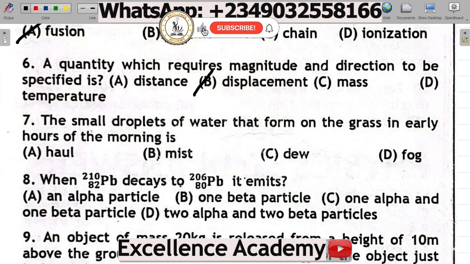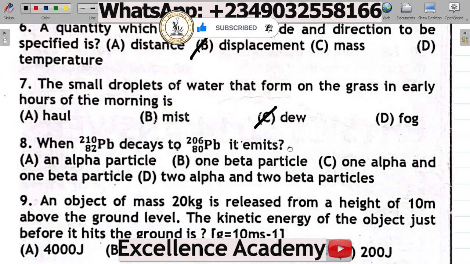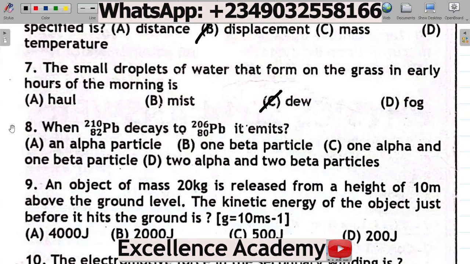For this question, the correct answer is C, dew. It's called morning dew. So dew is the correct answer. Next up, question 8.